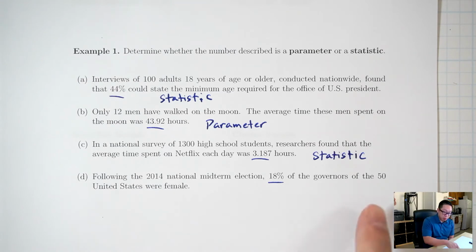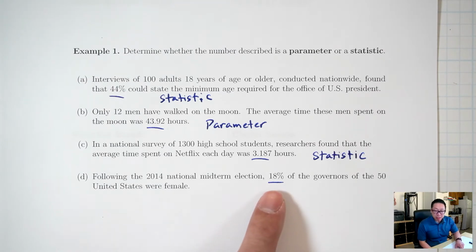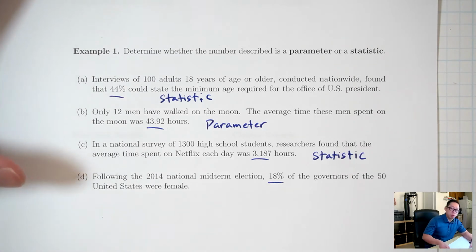Well, there's only 50 of them, so we could have gotten this number by asking all of them, the entire population. Right? There's only 50 of them, and it's pretty easy to go and look up the gender of all 50 governors. So this is probably from a population, which would make this a parameter.